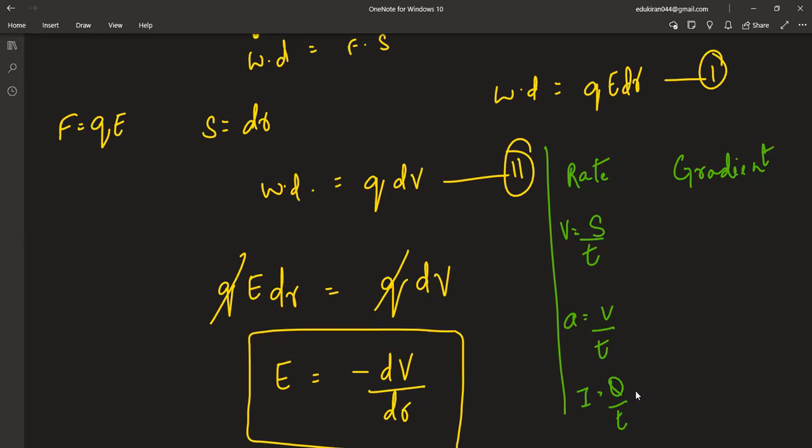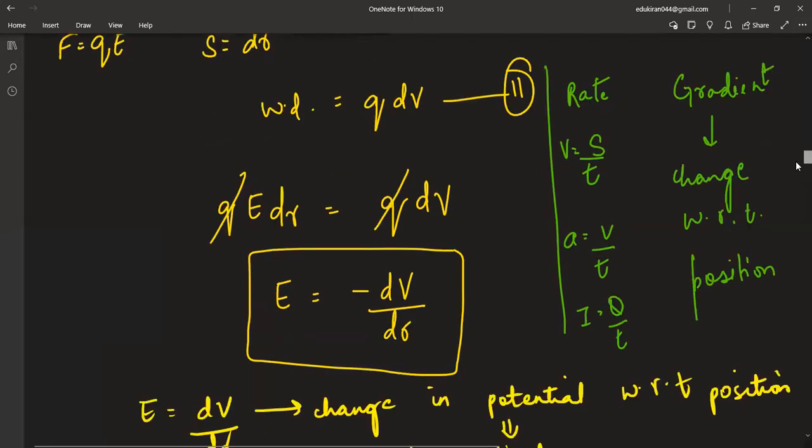All right. When something changes with respect to position, can you see? Potential is being changed with respect to distance. So this is known as potential gradient. We call this the potential gradient.